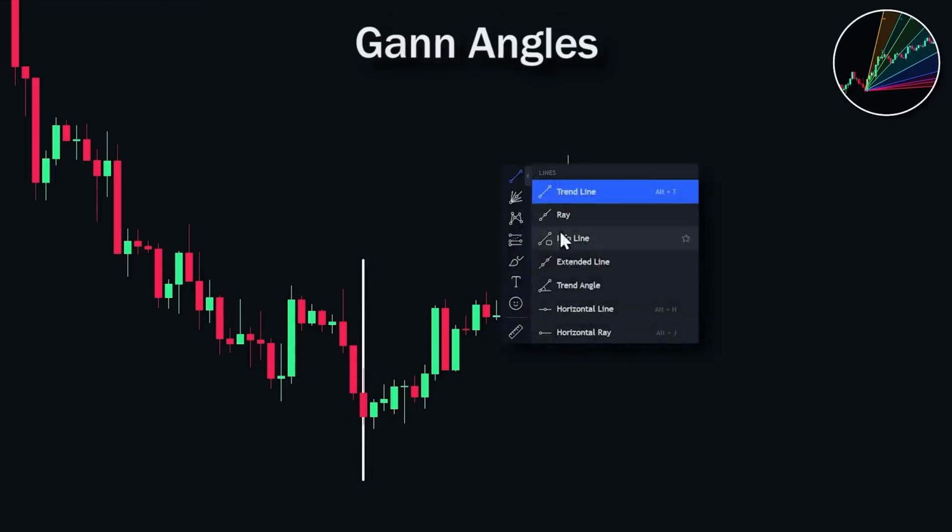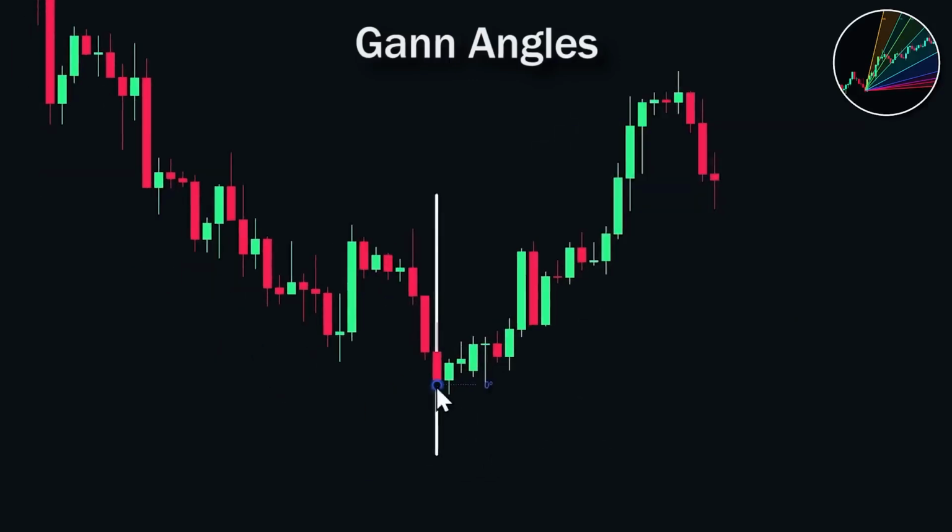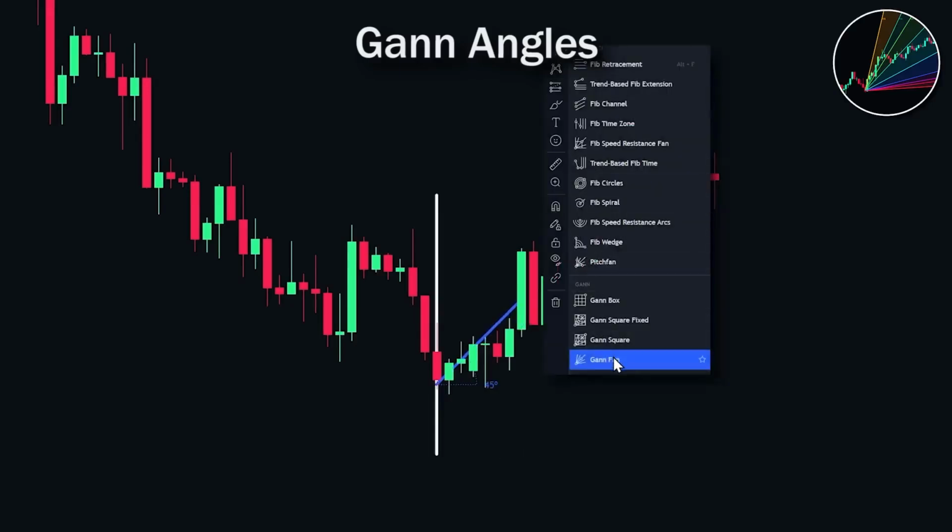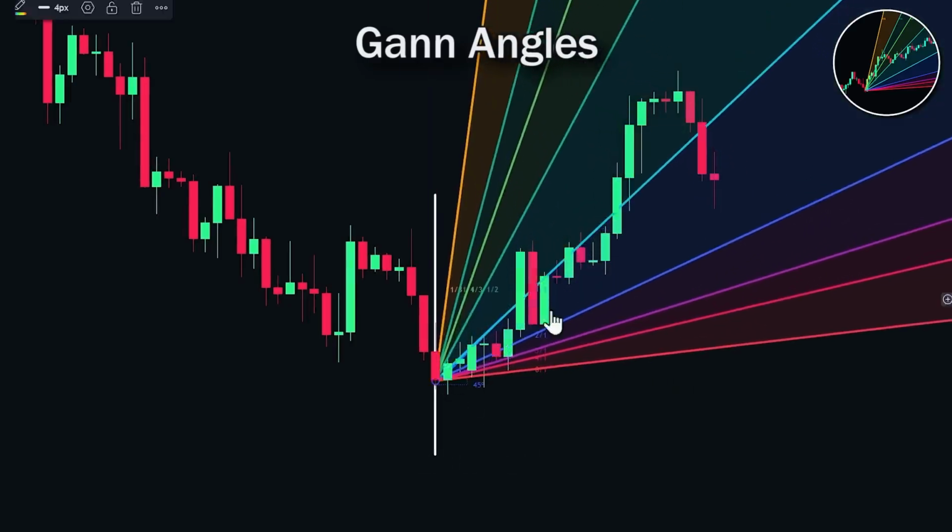After that, select the trend angle tool and measure 45 degrees. Then use the Gann fan tool and place it at the 45 degrees angle.